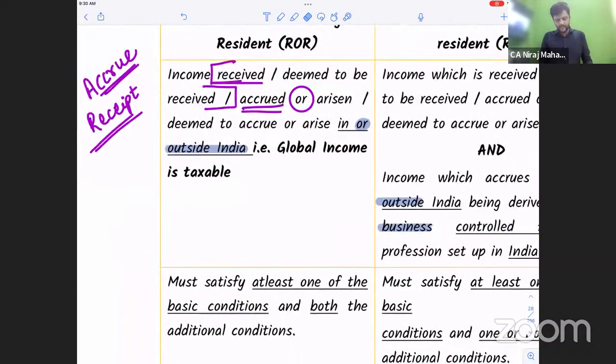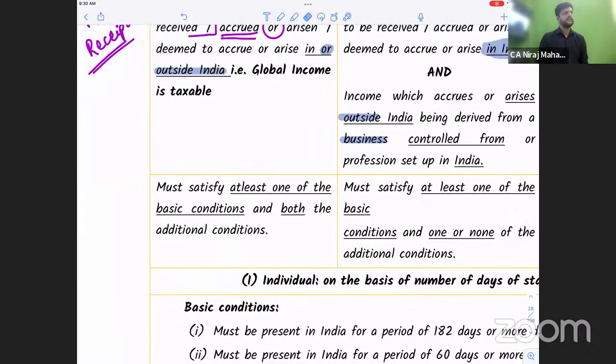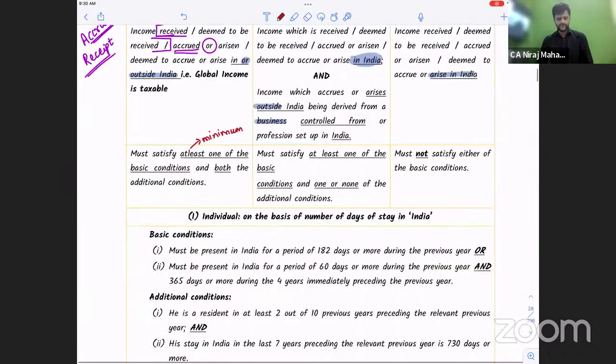When does a person become ROR? The person individually must satisfy at least, meaning minimum, one of the basic conditions and both of the additional conditions. Finally, how many basic conditions? Minimum one, and both additional conditions we have to satisfy. Those criteria should be satisfied.